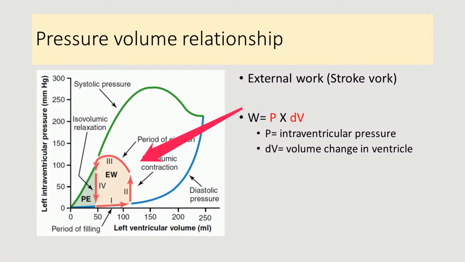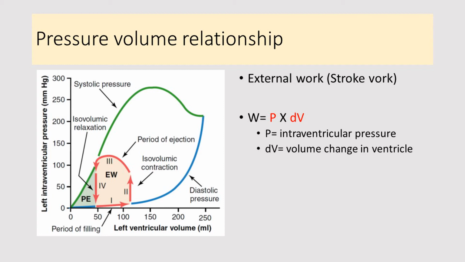Here we can see the pressure volume loop. It shows the relationship between the pressure and the volume. The area under the pressure volume loop shows the external work. To calculate the external work, W is equal to P times dV, where P is the intraventricular pressure and dV is the change in the ventricular volume. So external work depends on intraventricular pressure and change in the volume of the ventricle.